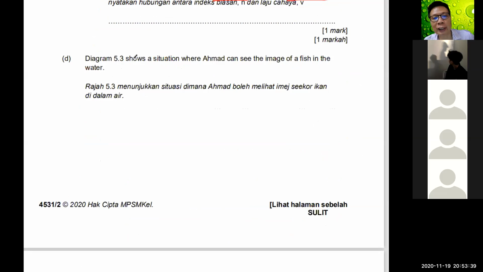Diagram 5.3 shows a situation where Ahmad can see the image of a fish in the water. Ahmad can see the fish inside the water.